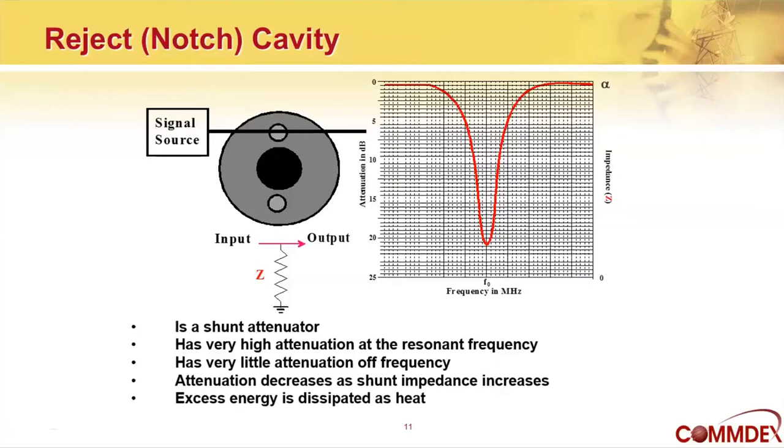The signal that passes through at that frequency gets absorbed into the cavity as heat, and that's where your notch comes from. So very little attenuation, because off frequency it pretty much passes through. But when it hits that one particular frequency, it will absorb the energy that it's tuned for. And that excess energy comes out as heat. And you can feel these cavities get warm when they're operating.